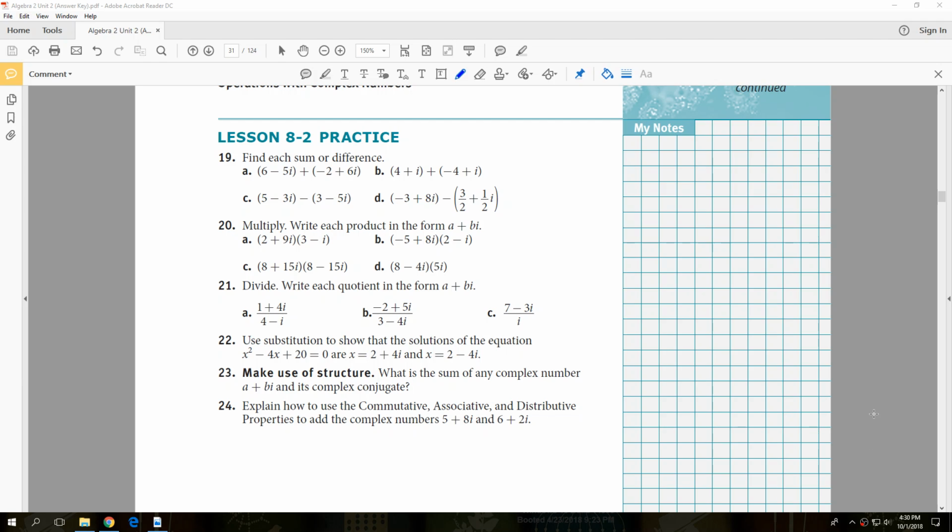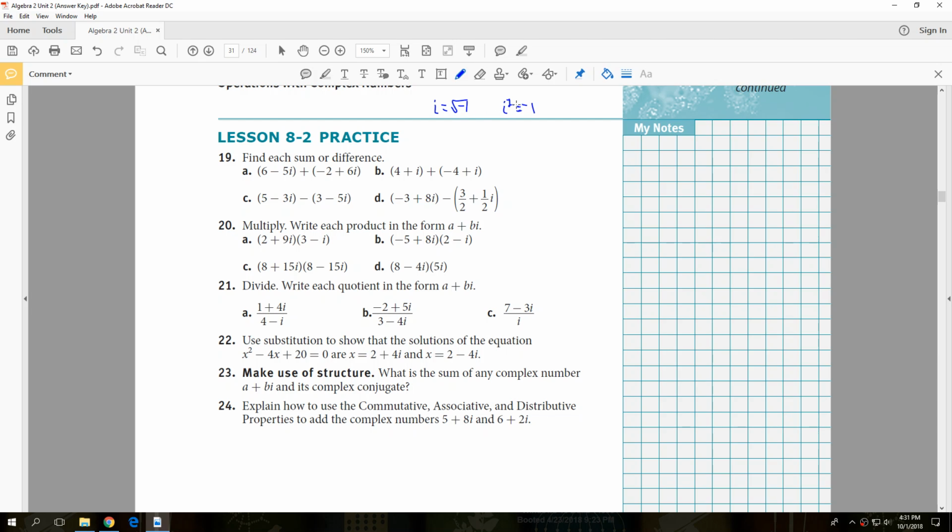Alright guys, so this is lesson 8-2 practice, and this has to do with just a bunch of adding, subtracting, and multiplying and dividing with imaginary numbers. Okay? Alright, and basically when you're dealing with imaginary numbers, you can treat them as if they're variables, except you have to realize that i is equal to the square root of -1, which means that i squared is equal to -1.